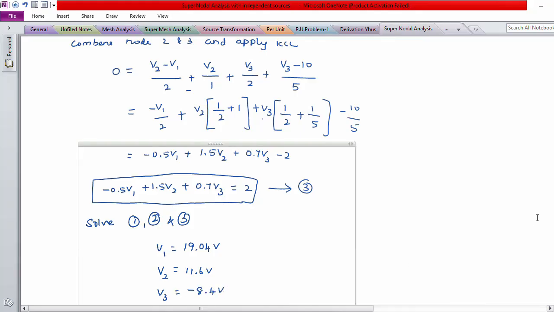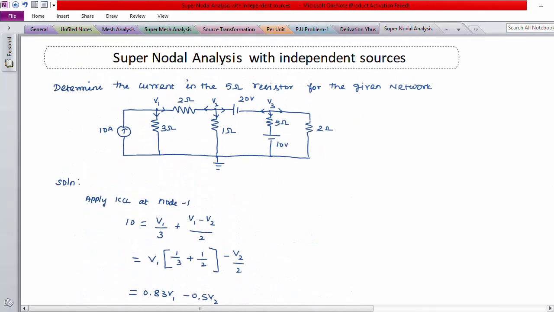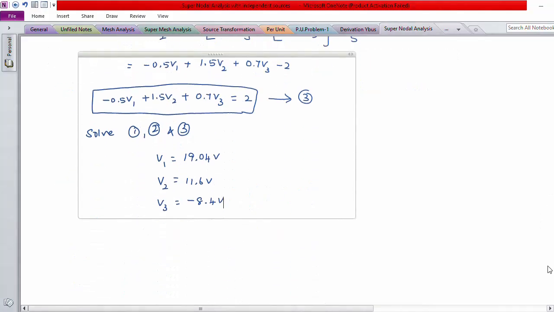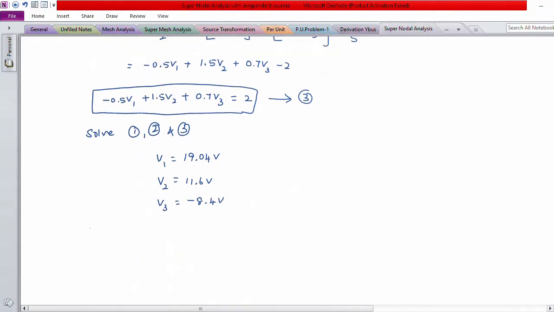But still the problem is not completed. Here they are asking the current through the 5 ohm resistor. The 5 ohm resistor is connected at node 3. So we have to write the equation for the current through the 5 ohm resistor. So at last, the current through the 5 ohm resistor is given by I 5 ohm equal to V3 minus 10 divided by 5.